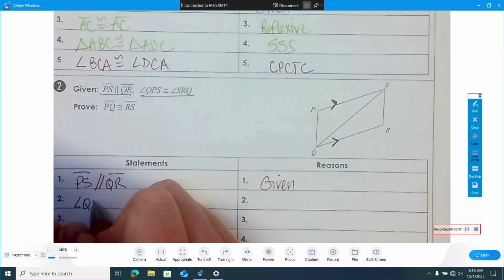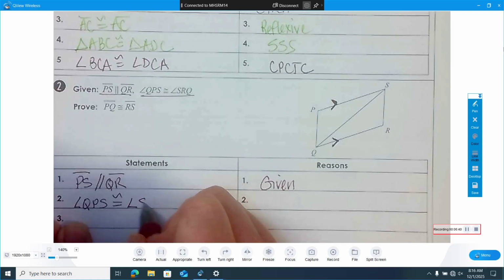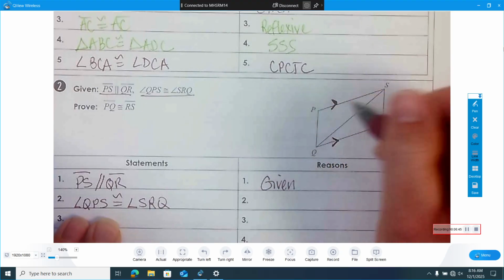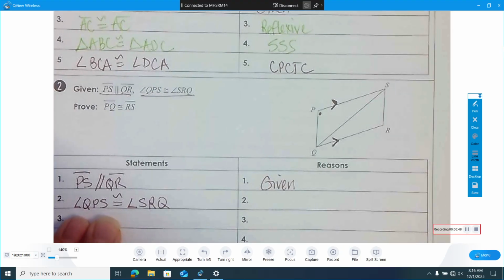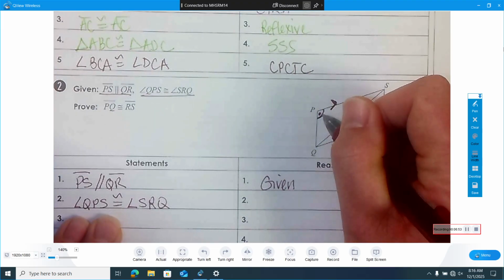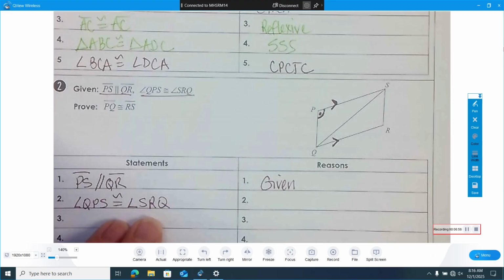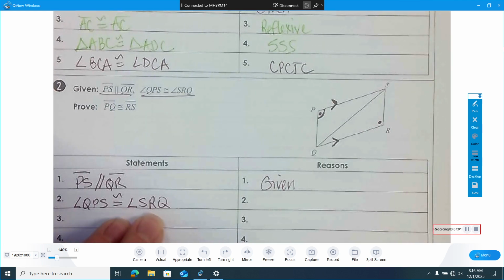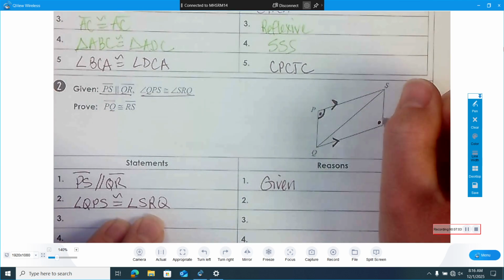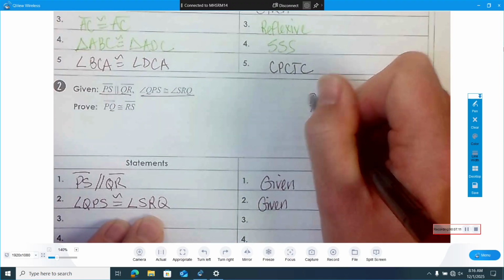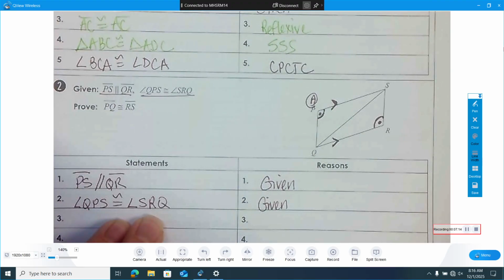Angle QPS is congruent to angle SRQ. Let's see, QPS is this angle right here. P is in the middle. All right, QPS. So this angle here is congruent to angle SRQ. This angle R is in the middle. So SRQ is this angle over here. That has also been given. So we have a pair of angles that are congruent right off the bat.